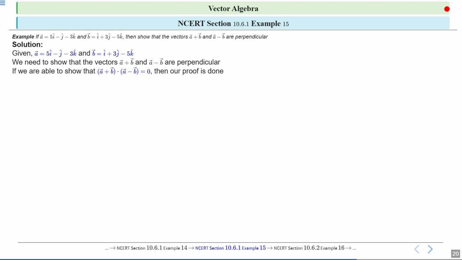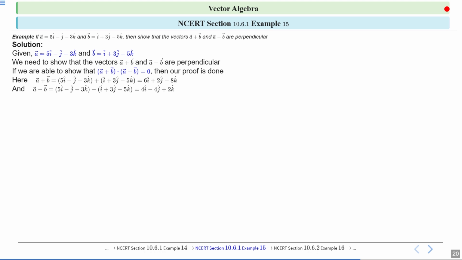If we are able to show that (A vector + B vector) dot (A vector − B vector) equals 0, then basically our proof is done. First, let's calculate A vector plus B vector by adding the corresponding components. So A vector plus B vector is 5 i cap minus j cap minus 3 k cap plus i cap plus 3 j cap minus 5 k cap, and after adding these we get 6 i cap plus 2 j cap minus 8 k cap, right?